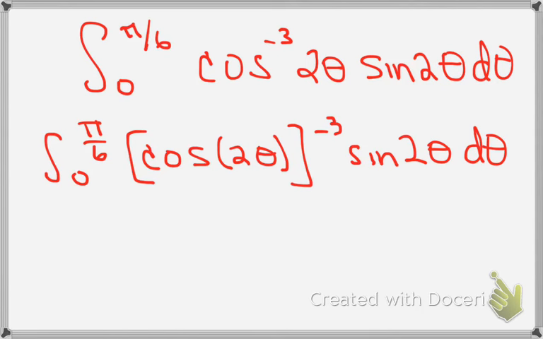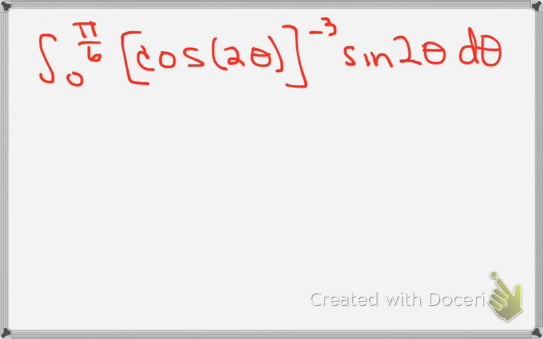So I see a composite function here, and this is usually an indication that I might want to try u-substitution. So here's our integral again. Now let's look inside the composite. We have cosine 2 theta being raised to the minus third power, so I'm going to try to let that be u. So I'm going to choose u to be equal to cosine of 2 theta.